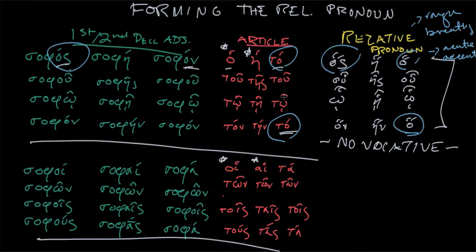And I think that's probably the easiest way to remember that this gets a sigma, that's different. But otherwise, the relative pronoun is identical to the article. Replace taus with rough breathings, and then make sure that everything has an acute accent. And I say acute here, but of course we have the circumflex accents on the dative and genitive.